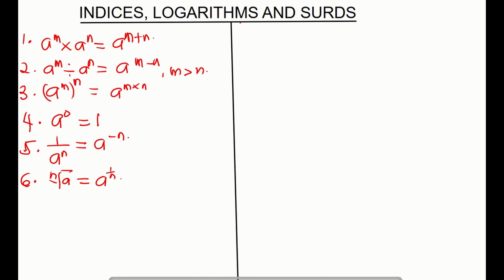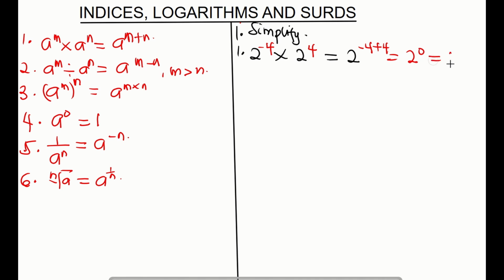So let's simplify or solve these examples. Number one, let's see 2 to the power minus 4 times 2 to the power 4. Now let's see what this should give us. From the first law, since the bases are the same, we add the exponents. So this results in 2 to the power minus 4 plus 4, which is 2 to the power 0. But 2 to the power 0, from the fourth law, is equal to 1. So this is equal to 1.